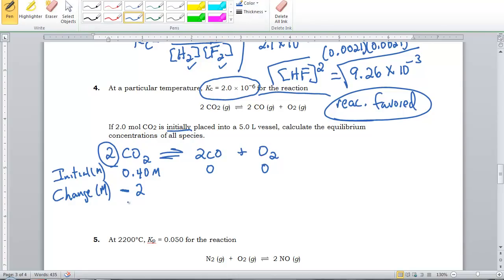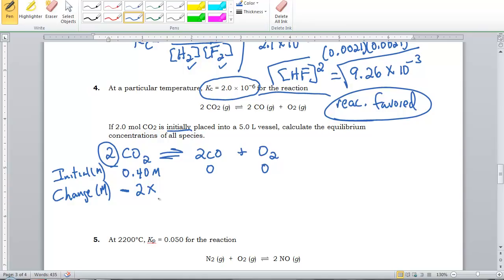So negative, the amount of reactant is decreasing. We're going to produce some product. We're going to factor in the coefficient. We don't know how much is going to react, so we're going to have to figure that out. So we're going to use a variable, and x is the common one that's used. So let's call this negative 2x.